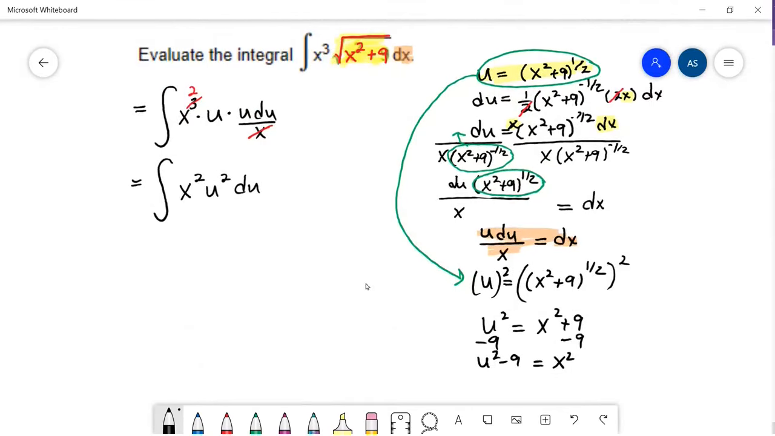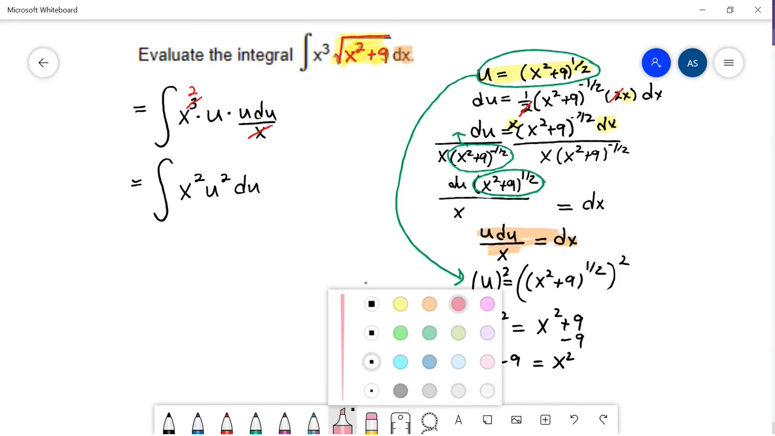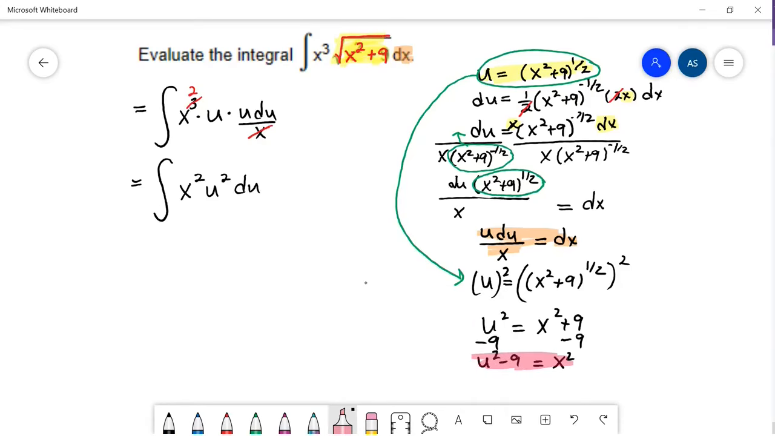Okay, so now that I have x squared, I'm going to make my final substitution. So this x squared equals u squared minus 9 will get substituted into this x squared. We have the integral u squared minus 9 times u squared du. I've changed all the x's to u's, and I'll be able to evaluate the integral now. So let me show you how this one will work.